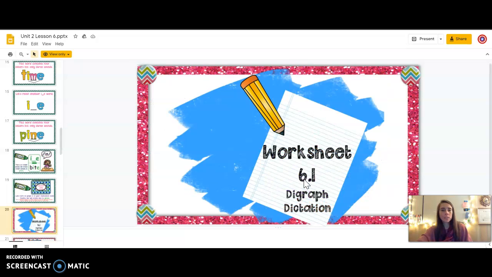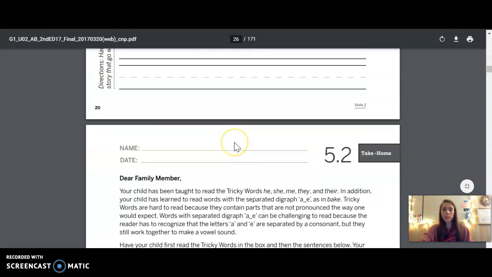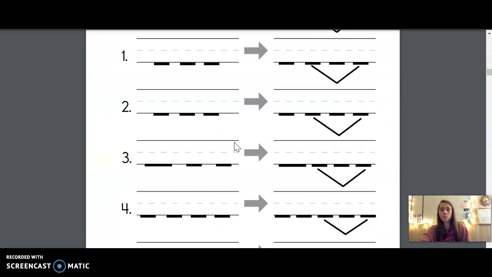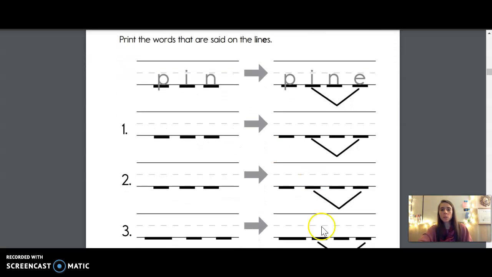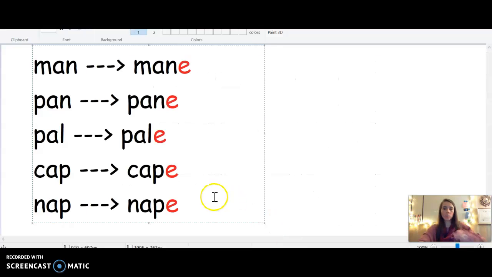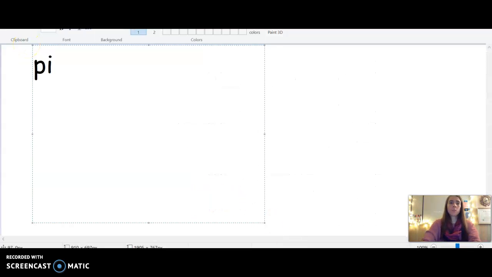Okay. Let's take a look at worksheet 6.1 in your workbook. Find 6.1. Here it is. We'll go ahead and do this on our drawing board again today. So we have pin. We add our magic E. Pin turns into pine. Oops. Make it red.